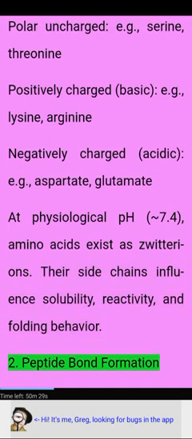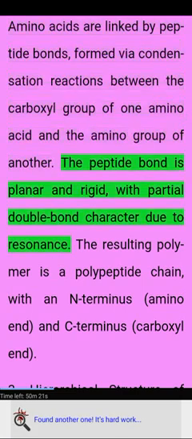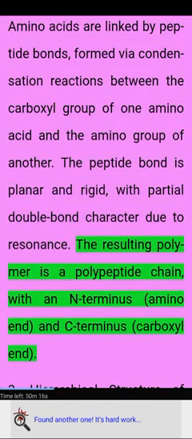2. Peptide bond formation. Amino acids are linked by peptide bonds, formed via condensation reactions between the carboxyl group of one amino acid and the amino group of another. The peptide bond is planar and rigid, with partial double bond character due to resonance. The resulting polymer is a polypeptide chain, with an N-terminus amino end and C-terminus carboxyl end.